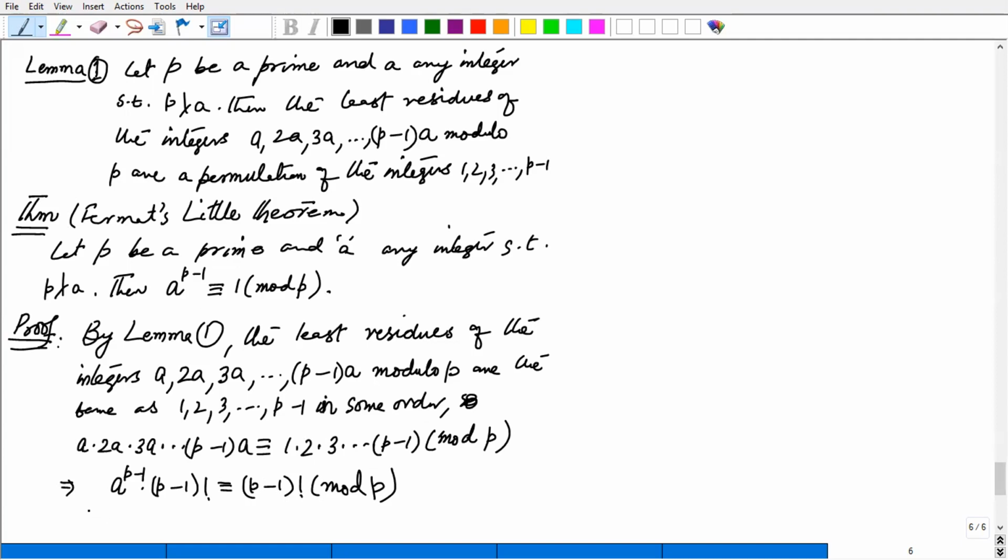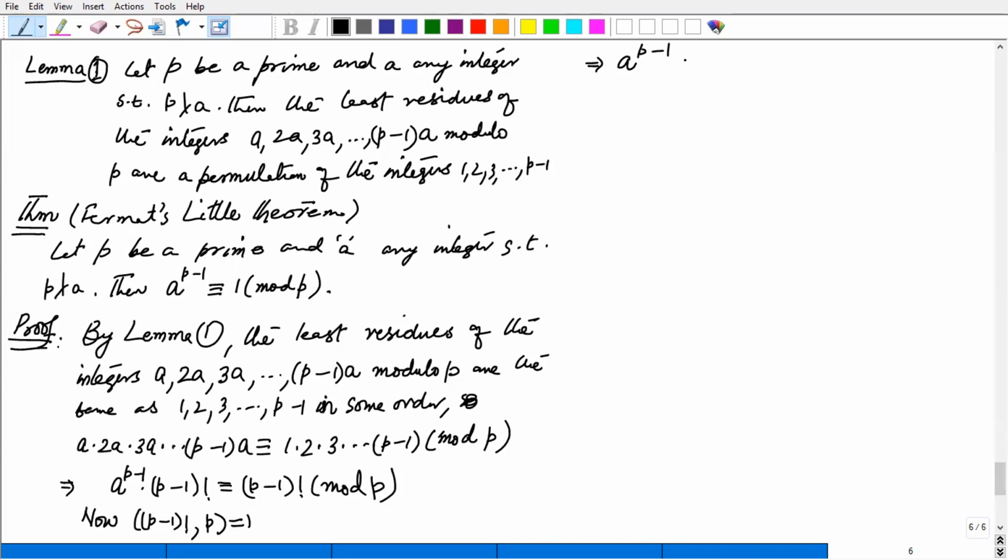Thus, we can write: now the GCD of (p minus 1) factorial and p is 1. So if the GCD of (p minus 1) factorial and p is 1, then we can divide this congruence by (p minus 1) factorial, or we can multiply by the inverse of (p minus 1) factorial, whatever.